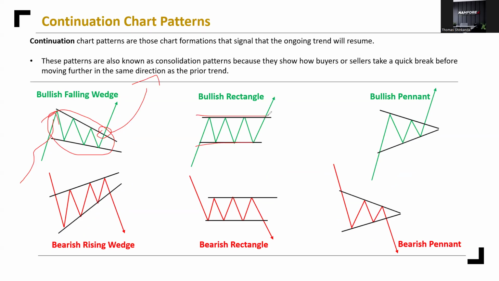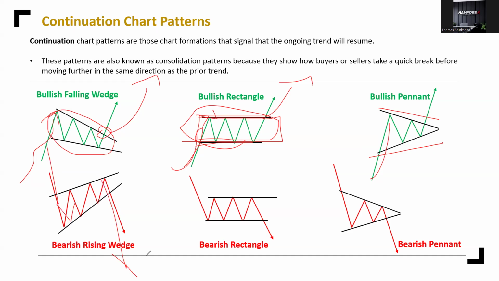This is also a continuation pattern. The market was going up, then it consolidates, taking a break. Consolidation meaning just ranging. And then it breaks on top, continuing the trend, the initial direction. Then this is a continuation pattern as well. It continues. It was going down, takes a break, and then it continues. This as well. It was going down, takes a break, then it continues.